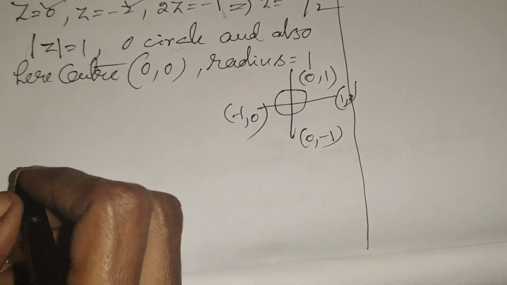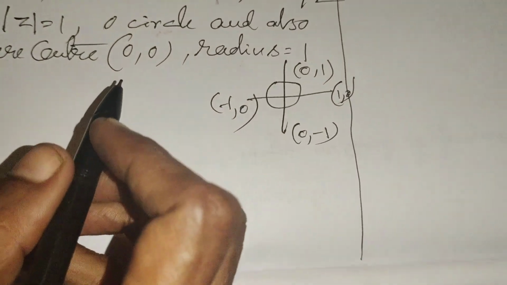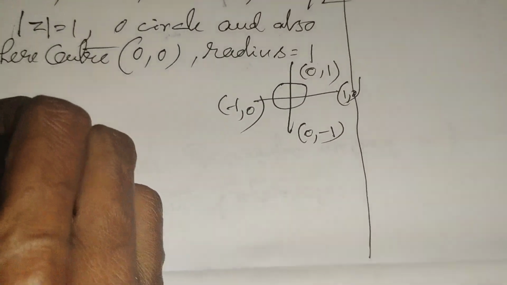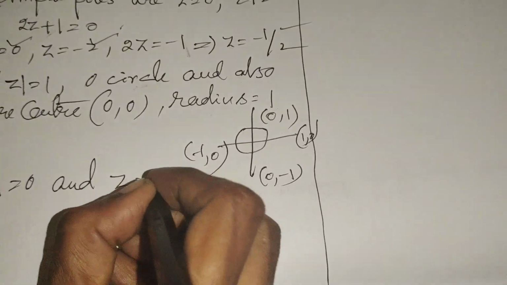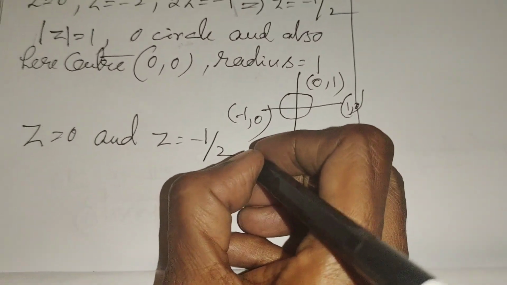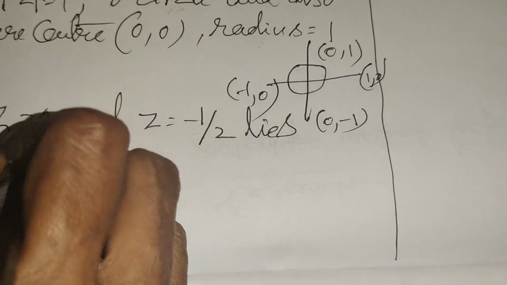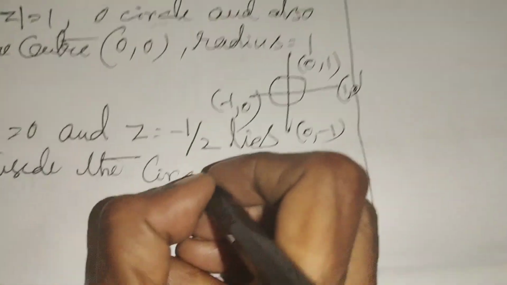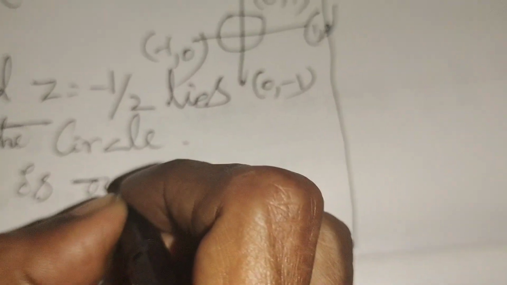Okay, here see like this, in this circle the poles z equals 0 and z equals minus 1 by 2 lie inside the circle. Next, z equals minus 2 is outside the circle.